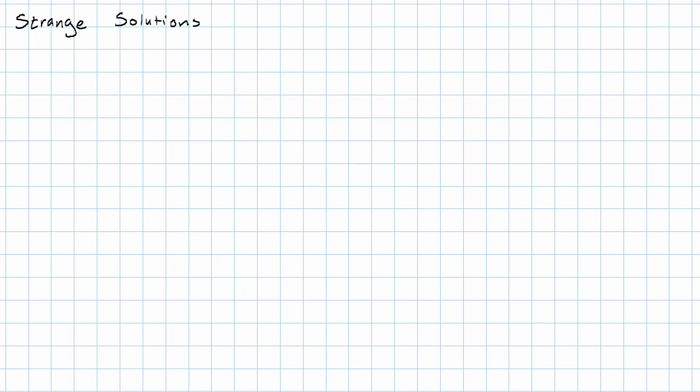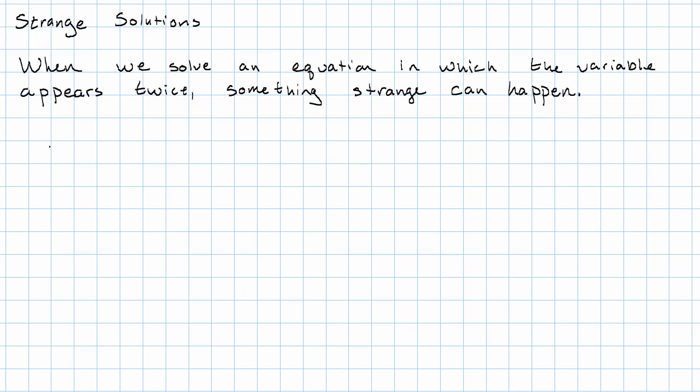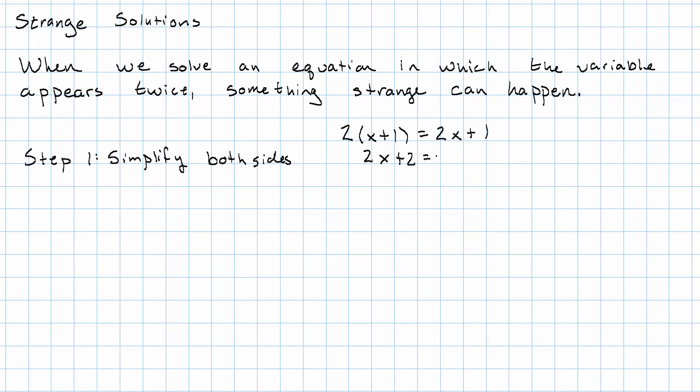When we solve an equation in which the variable appears more than once, either on the same side or on opposite sides, something strange can happen. Suppose that we have the following equation: 2 times x plus 1 equals 2x plus 1. We start by simplifying both sides. So we now have 2x plus 2 equals 2x plus 1.